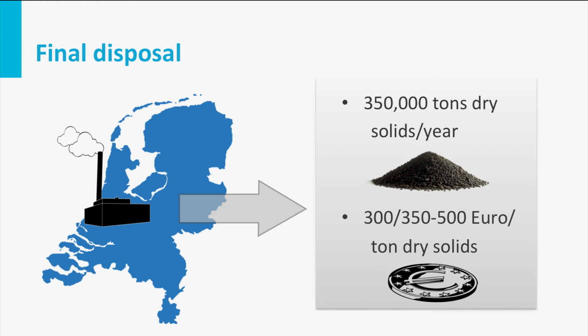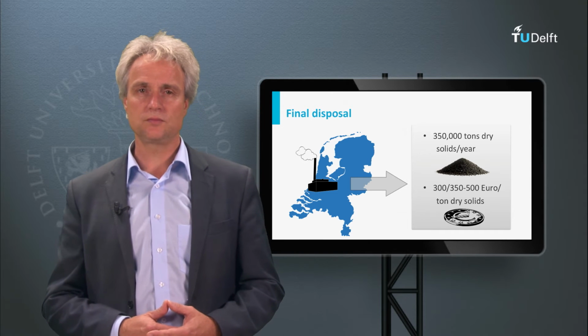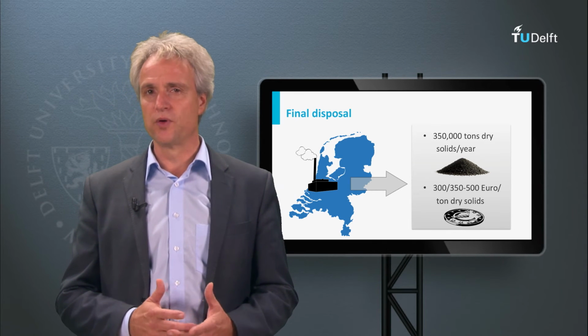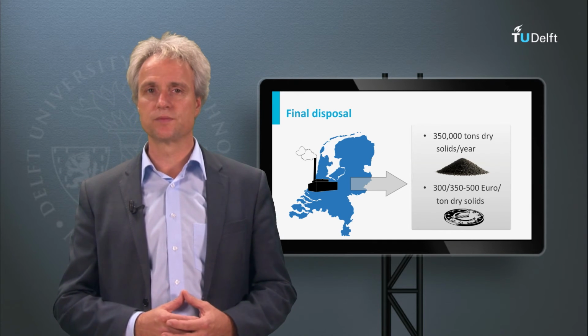Costs for incineration are about 300 to 350 euros, but up to even 500 euros per ton dry solids, depending on the distance to the incinerator and the percentage of the dry weight that can be achieved. As such, the final sludge disposal determines to a large extent the operational cost of our sewage treatment works.